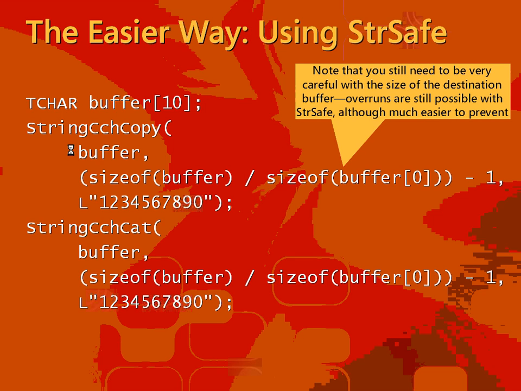Note that you'll still have to be very careful with the size of the destination buffer, since overruns are still going to be possible, but fortunately they're much easier to prevent because there are very few issues you have to worry about when dealing with the string safe libraries, whereas there's many things you have to be careful with in the older functions.